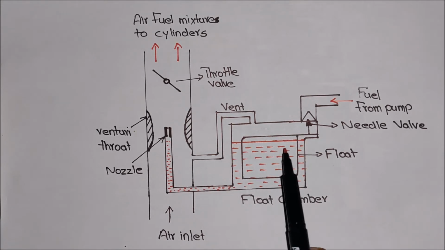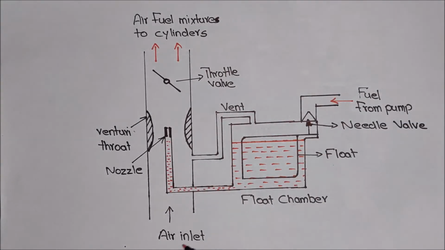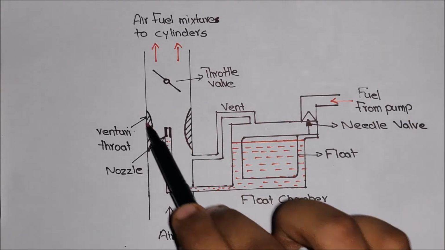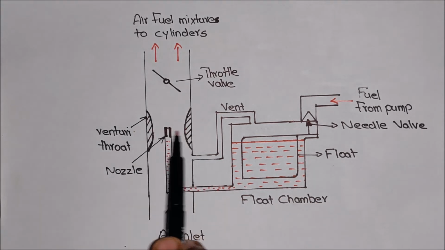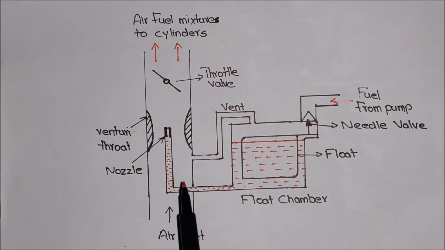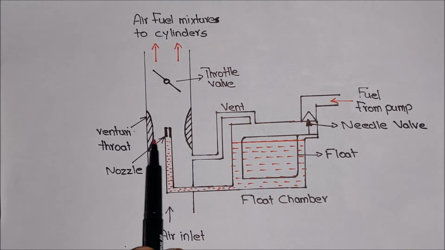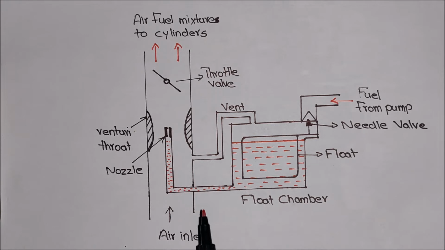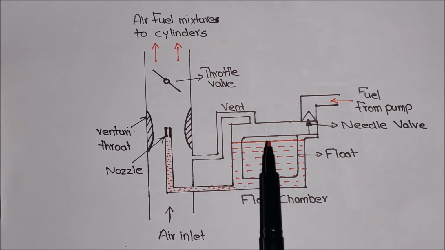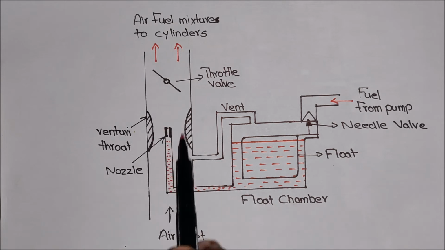So during the suction stroke, air is drawn through the venturi through the air inlet. Venturi is a tube of decreasing cross section which reaches a minimum cross section at the throat. The air passing through the venturi increases in velocity and the pressure in the venturi throat decreases below atmospheric pressure.